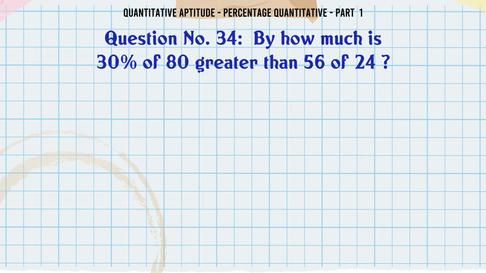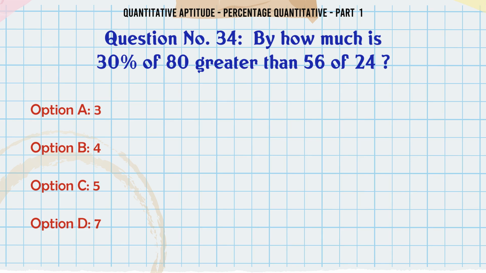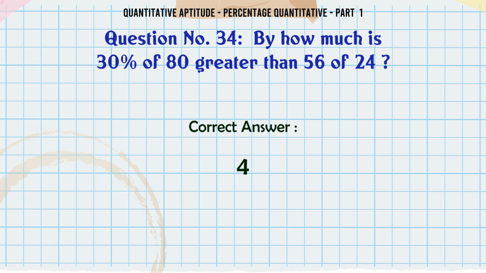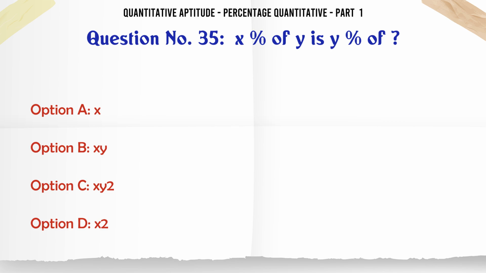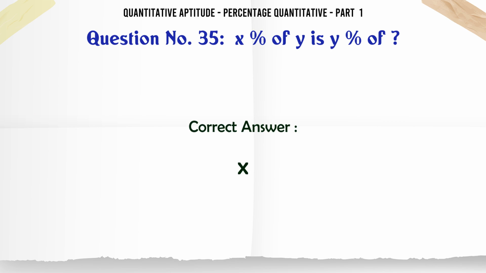By how much is 30% of 80 greater than 5/6 of 24? A. 3, B. 4, C. 5, D. 7. The correct answer is 4. X% of Y is Y% of A. X, B. XY, C. XY², D. X². The correct answer is X.